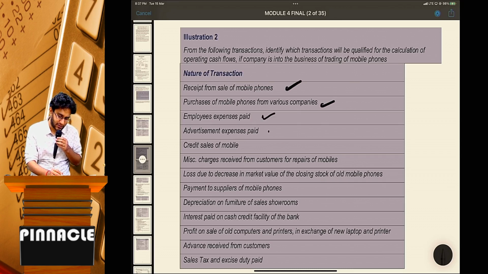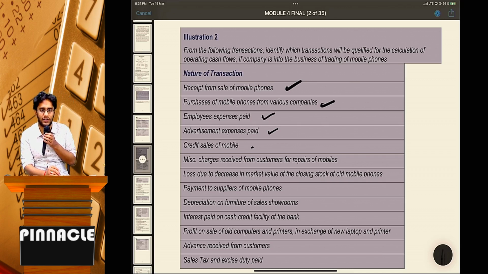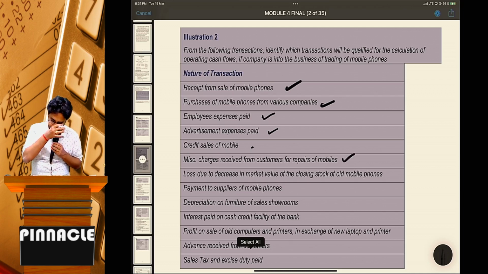Advertisement expenses. Yes. Credit sales. Credit sales is not a cash activity, so only to the extent of receipt from debtors you must consider, not credit sale as such. Miscellaneous charges received from customers for repair of mobiles. Repair of mobiles is also part of your activities. Loss due to decrease in the market value of closing stock of old mobile phones. It is inventory loss, sir. Cost or NRV, whichever is lower. You will book the loss in the P&L account. He is talking about that loss. Non-cash, so it will not come.